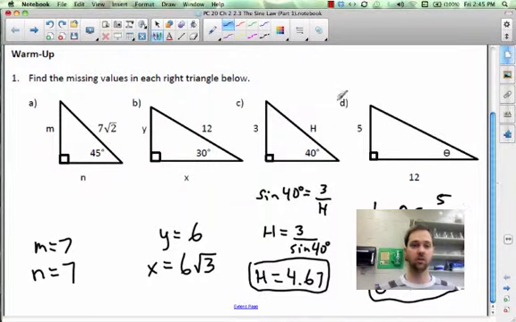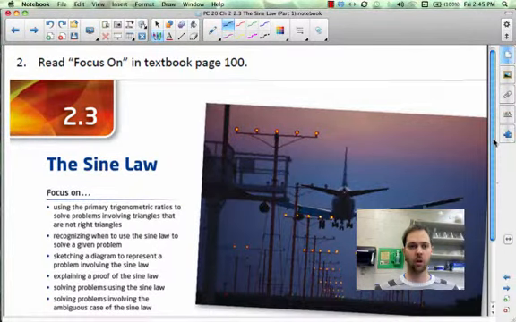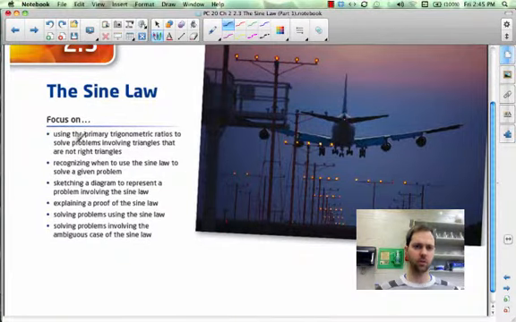Okay, so there's the answer to those four. Hit pause, take a look at them. Hopefully you were able to work those out. I want you to read the focus on. So these are some of the things we're going to be focusing on. You can hit pause and read those.